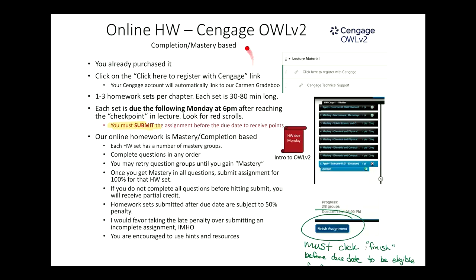Okay, so register for online homework. There's links there. And so the typical thing to expect with homework is that there's 1 to 3 sets per chapter. Each set is anywhere from 30 minutes to like an hour long. You don't have to complete an entire set in one sitting. You can save and exit if you wish. And so how we know when homework sets are due is you look for, I guess, like a red scroll in our lecture slides, and that indicates that homework set is due the following Monday at 6 p.m.